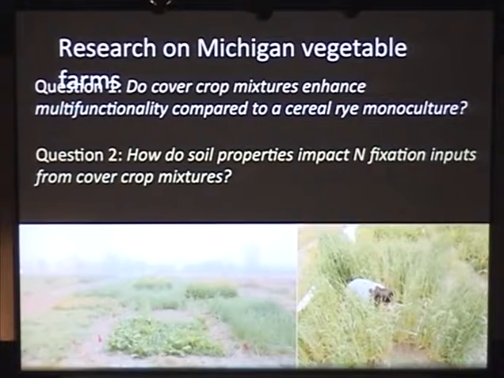The second question was, how do soil properties impact nitrogen fixation from cover crop mixtures? So we actually, across these farms, had a really nice management history gradient. So not just a difference in soil type, like you heard earlier, but actually differences in the levels of soil fertility that were the result of distinct management histories.